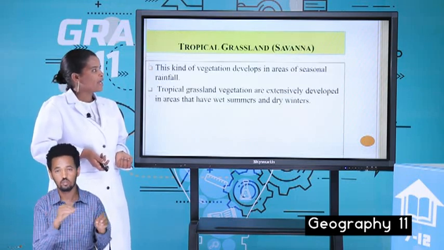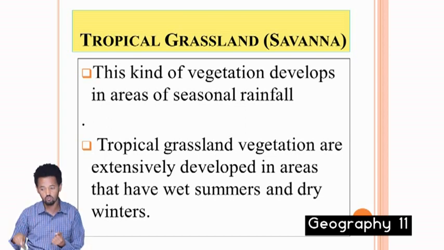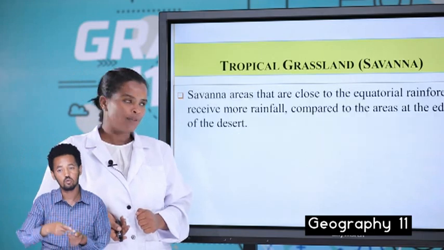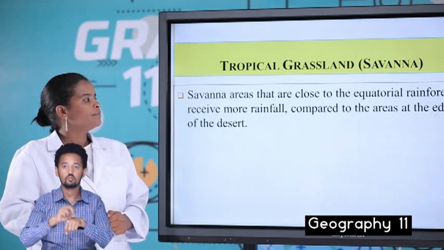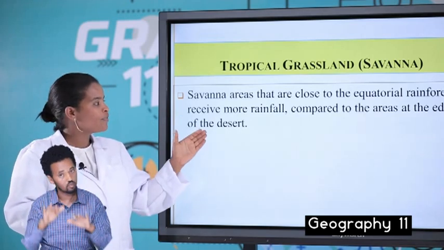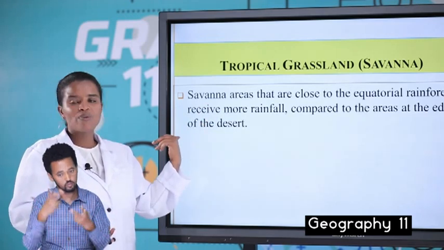Let's move to the tropical grassland or savanna. This kind of vegetation develops in areas of seasonal rainfall. This vegetation mostly develops extensively in areas that have wet summer and dry winter. Savanna areas that are close to the equatorial rainforest receive more rainfall compared to areas at the edge of the desert.